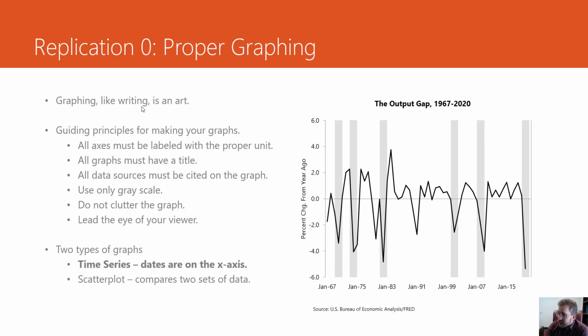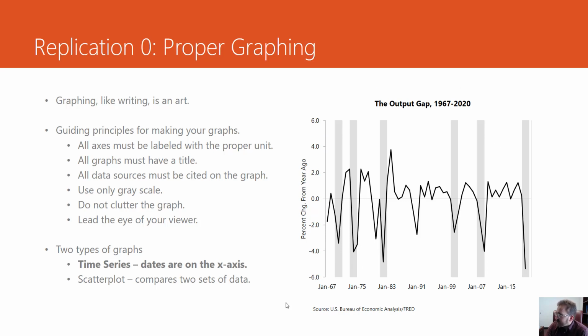Now, graphing is like writing. It's an art form. You want to communicate what you want to say, and there are certain decisions that need to be made in that. So notice with these graphs, the axes need to be labeled. What is the scale of what's going on here? The graph is titled with some information.